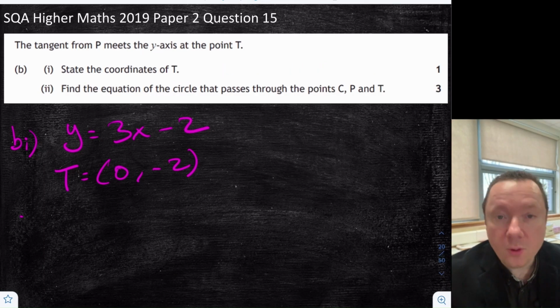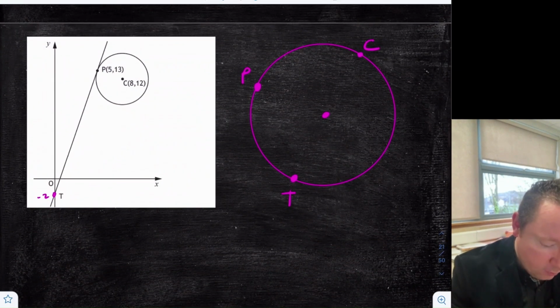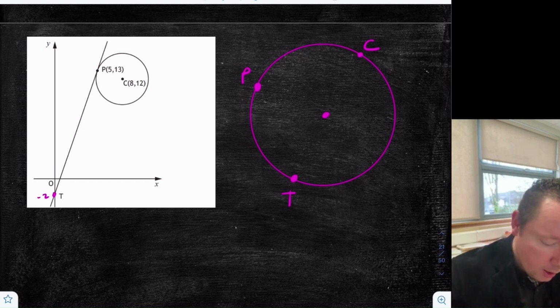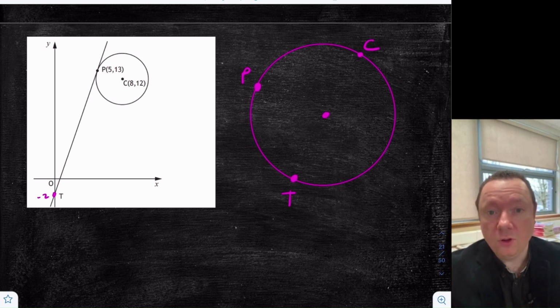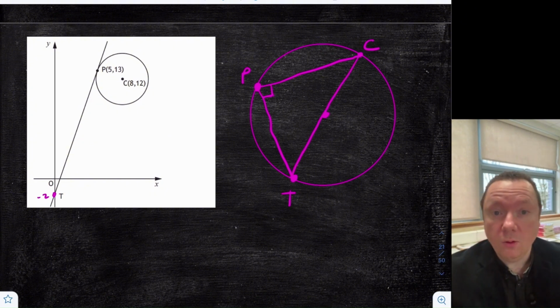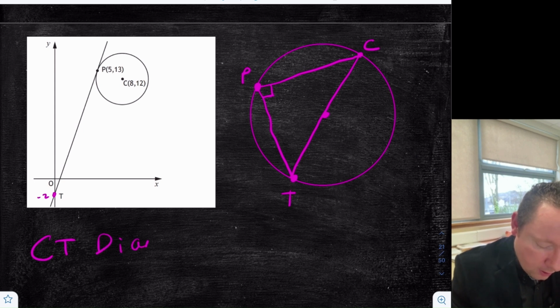So part B2 says find the equation of a circle that passes through the points C, P and T. So if we've got the picture of it here again, we've got C, P and T, and we're saying that there's some circle that goes through all three of these points, a bigger circle. I've not drawn an accurate sketch of this, but we know that this is a right angle, it's meant to be at P. Now that only happens in a circle when we make a triangle, and that would be the diameter.